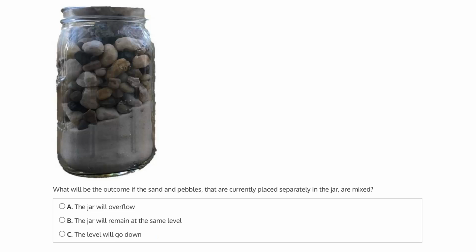So let's consider our system here for a second. We have a glass jar, which has a fixed volume, so it's not going to expand or contract in any situation. And we have two different layers. We have this sand layer here at the bottom, and we have this rock layer above it.